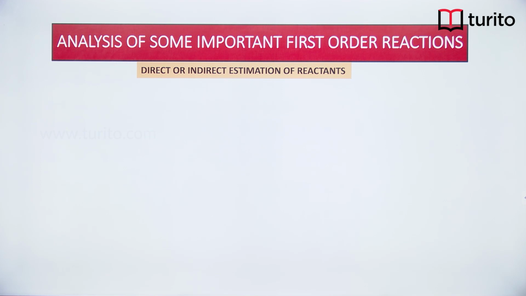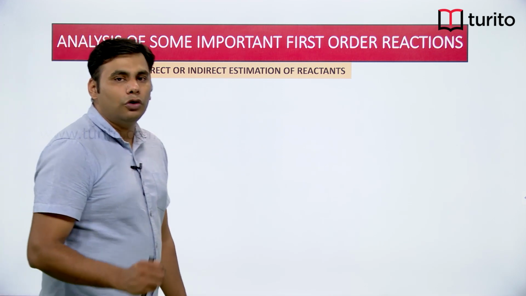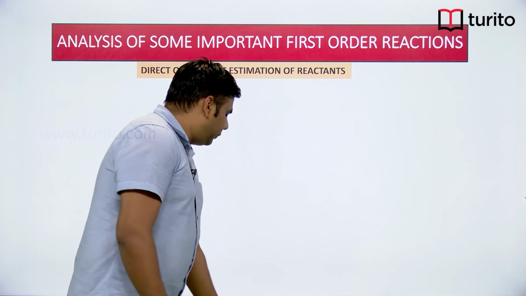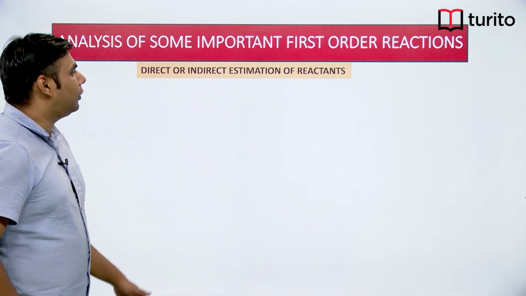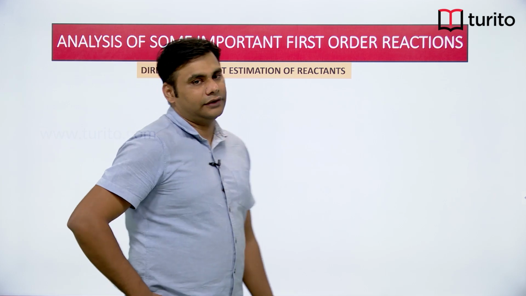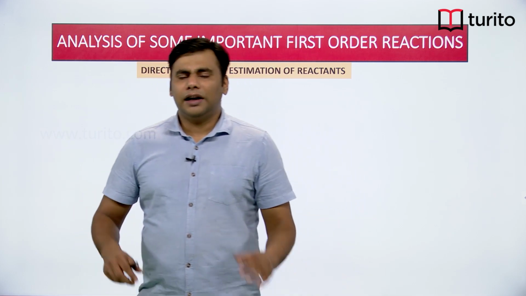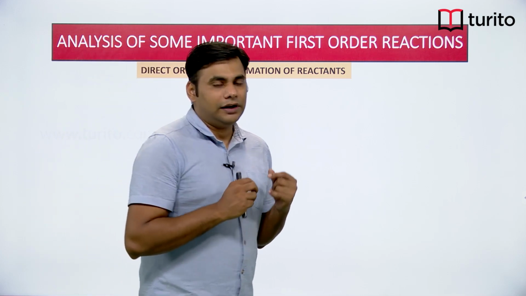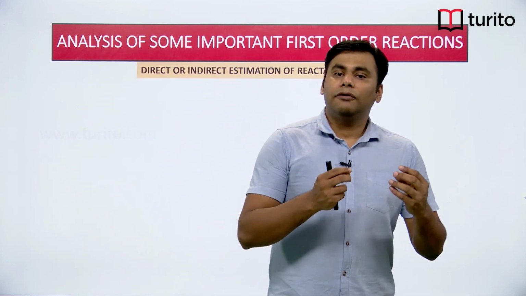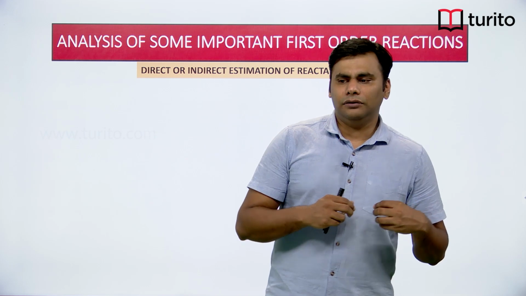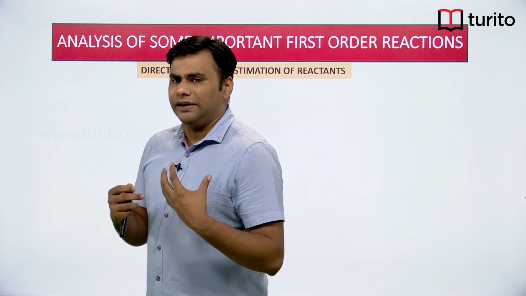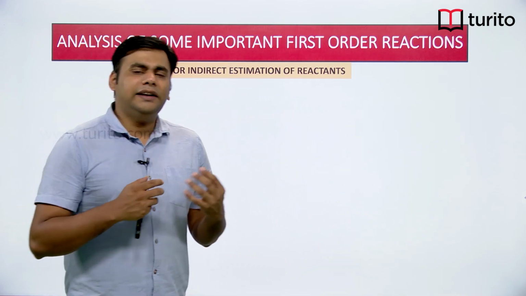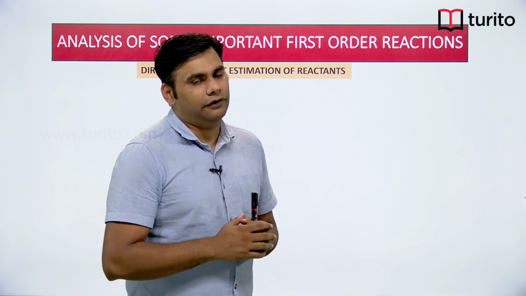In today's lecture we are going to analyze some of the most important first order reactions. Basically there is a technique called direct or indirect estimation of reactants. Now how will we do these things in the lab? The theories we are reading right now are easier to understand, but at the experimental level things become really difficult.